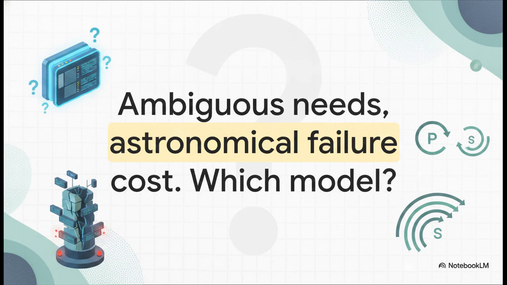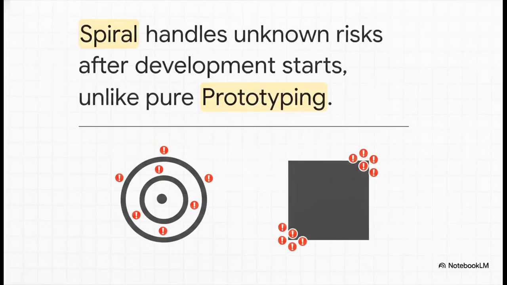You're building a revolutionary system, high ambiguity, astronomical failure cost, and it mentions prototyping right in the prompt. So, prototype or spiral? It's the spiral model. I know it literally says prototyping in the scenario, but here's the catch. The textbook explicitly notes that the pure prototyping model requires all risks to be completely identified before you start. But in real life, for a revolutionary system, unknown risks are going to pop up after development begins. Spiral's dynamic, phase-by-phase risk handling is the only way you survive that kind of uncertainty.